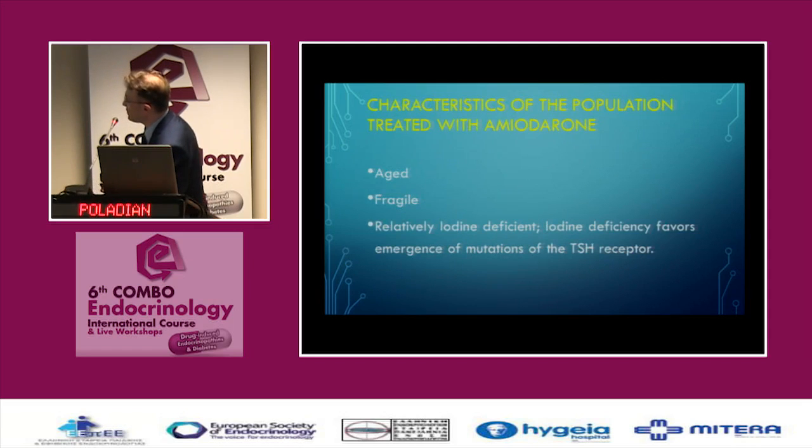The characteristics of the population treated with amiodarone: they are the aged ones, they are the fragile ones, and they have relative iodine deficiency, which is favoring the emergence of mutations of the TSH receptor.